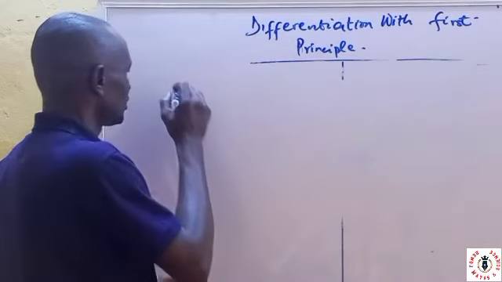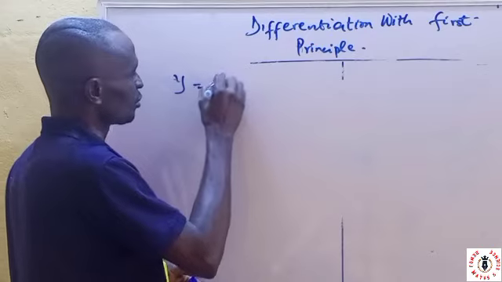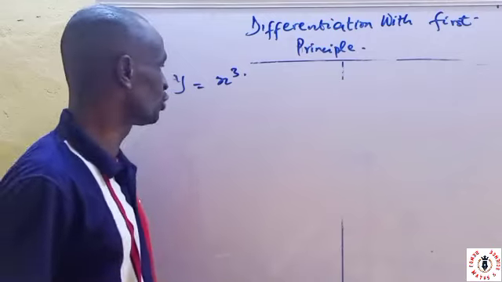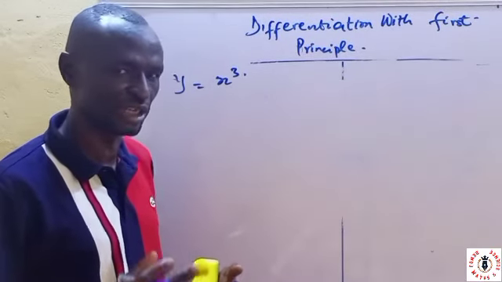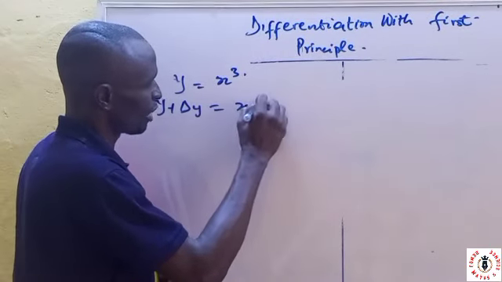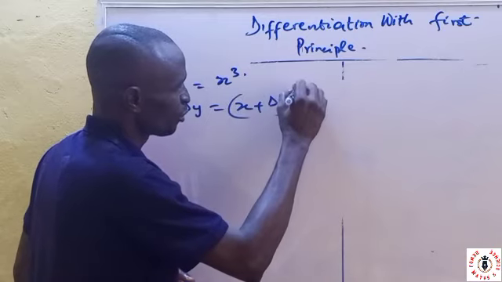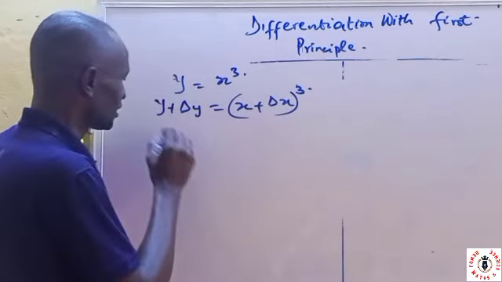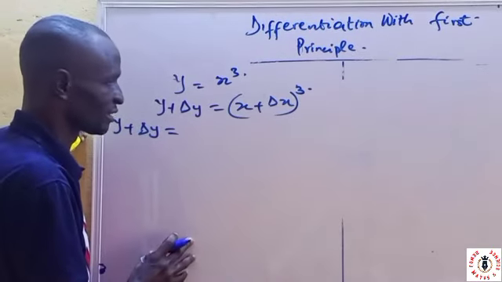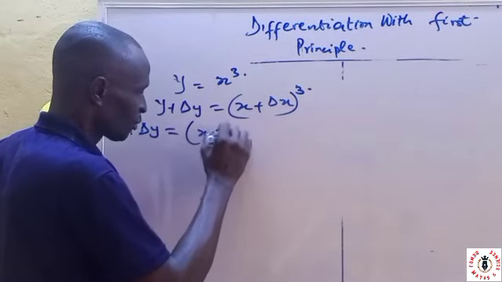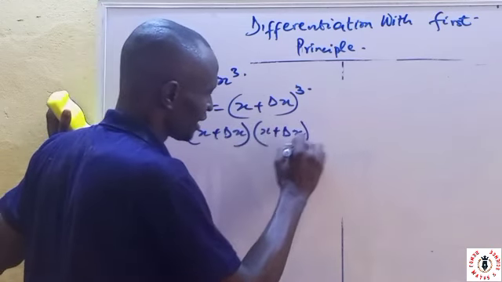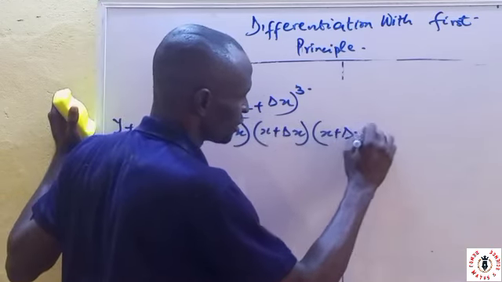The second question says, let's take y equals x cubed. If y equals x cubed, remember that the first thing we should do is note that a change in y necessitates a change in x. That is, y plus change in y will be equal to x plus a change in x, all raised to power 3. So y plus your change in y will be equal to, when you expand this, x plus change in x into x plus change in x into x plus change in x.